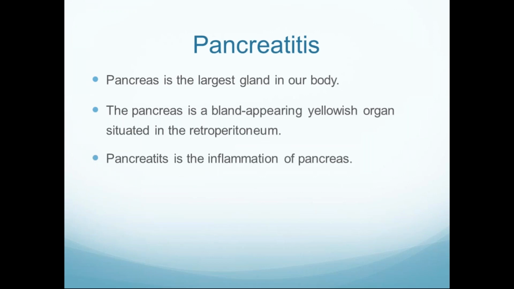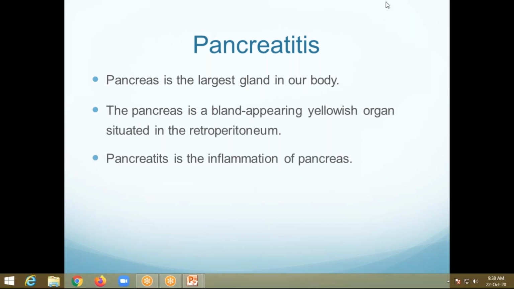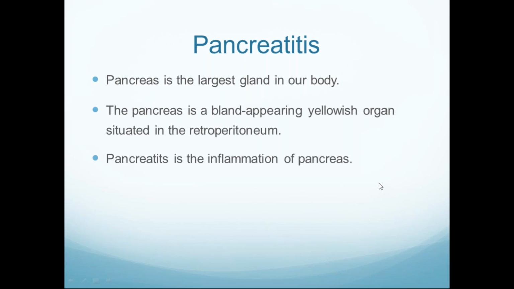Pancreas. In general, the pancreas is the largest gland in our body. It is both exocrine and endocrine in function. It is a bland-appearing yellowish organ situated in the retroperitoneal region. So pancreatitis is generally inflammation of the pancreas. Generally, inflammation we call it as itis, so similarly pancreatitis.